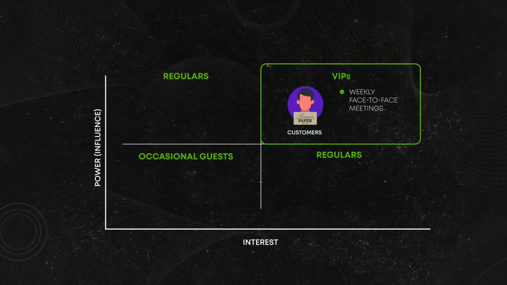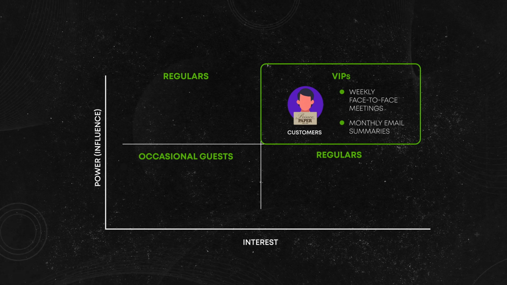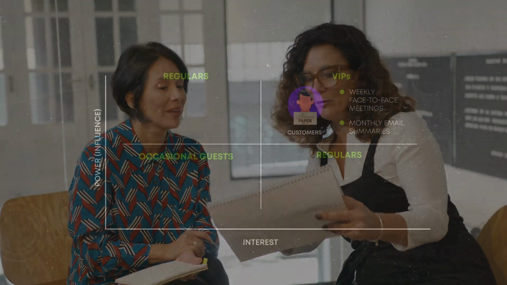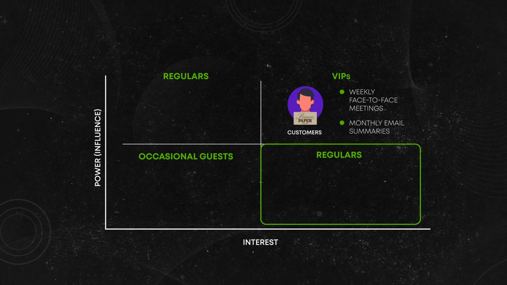Like for a client who doesn't want to be immersed in every detail, keep the updates concise and periodic, like monthly email summaries to keep them informed. In any case, that's the group whose support is crucial, so spare no effort. Now, the low influence, high interest category. Remember, they are good allies to have, so do your best to maintain their interest.